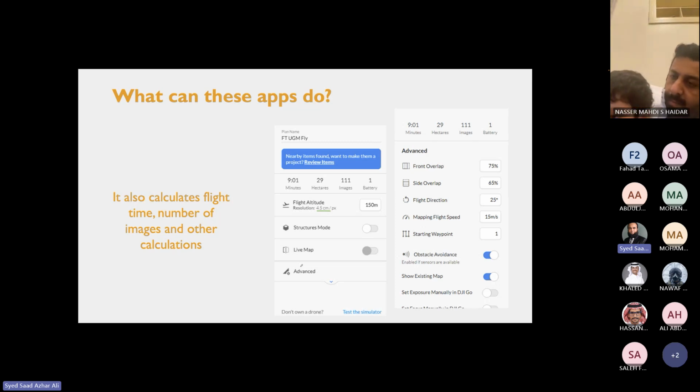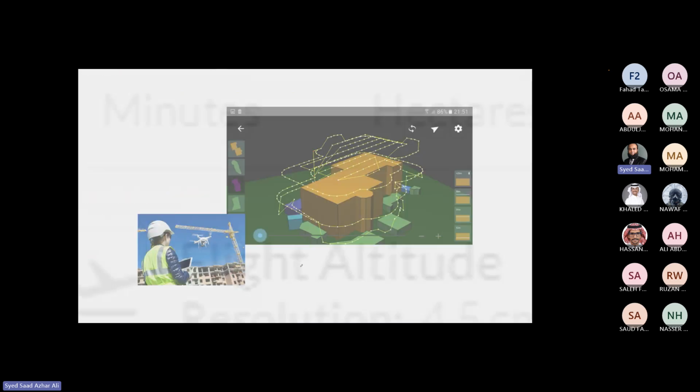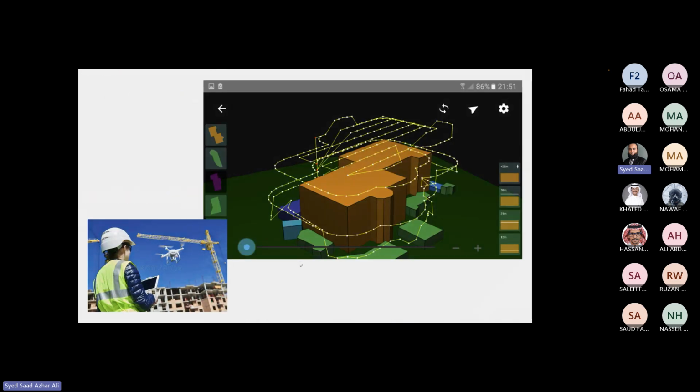So you just have to go and point or geofence the area. Geofence means that you just give it the boundary and it will automatically do the flight plan. Other types of flight plan, especially for civil engineering or architecture engineering, are needed when you maybe need to inspect or make a 3D model of something.